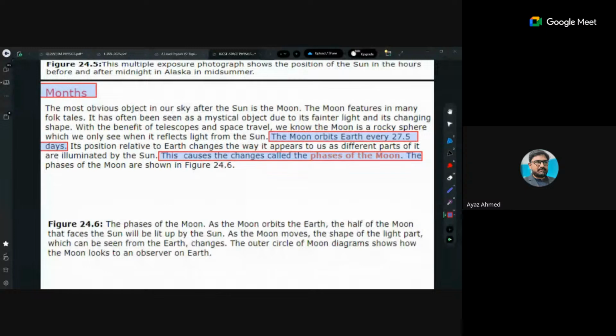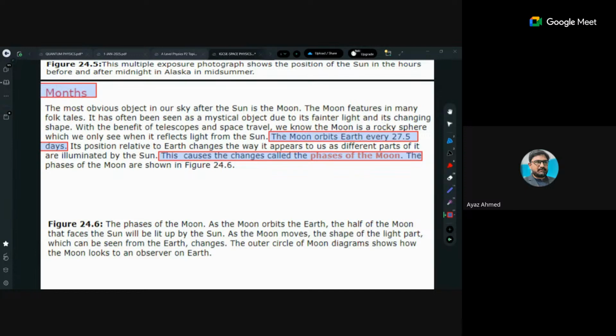Okay, so the phases of the moon are on the next slide, figure 24.6, which is given in your syllabus. As the moon orbits the earth, the half of the moon that faces the sun will be lit up by the sun. As the moon moves, the shape of the light part which can be seen from the earth changes. This is basically what I told you, that the moon doesn't actually change its shape like this. No, that is what we see. Okay? Is it clear to all?